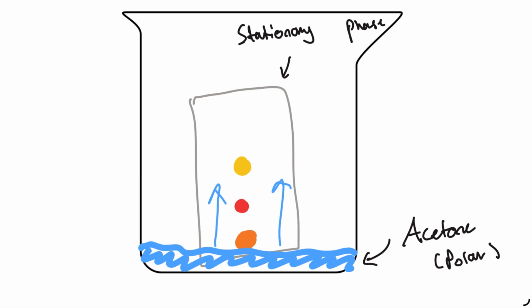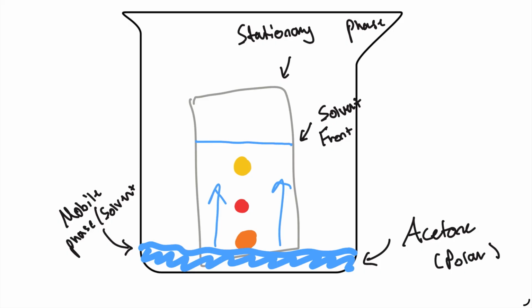Our paper is known as the stationary phase. Pretty simple to remember because it doesn't move. Our acetone is known as the mobile phase. It's also known as our solvent. Our acetone will only creep a certain distance up the paper. Let's say that it stops right around here. Where it stops is known as the solvent front.